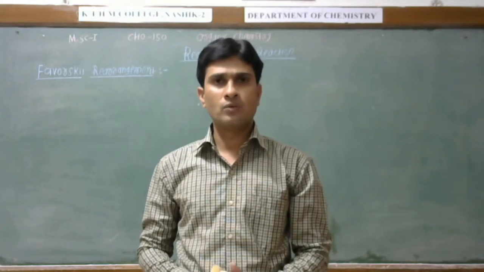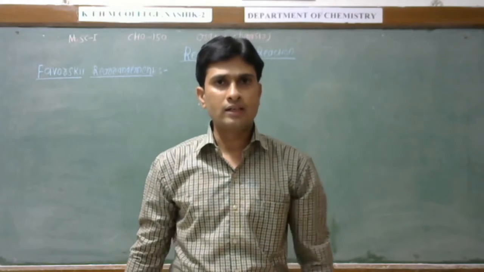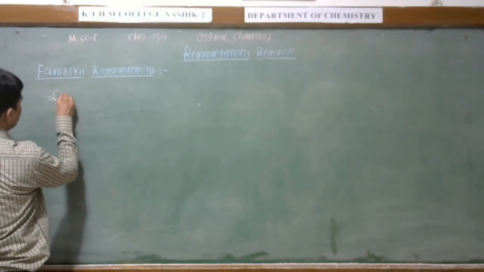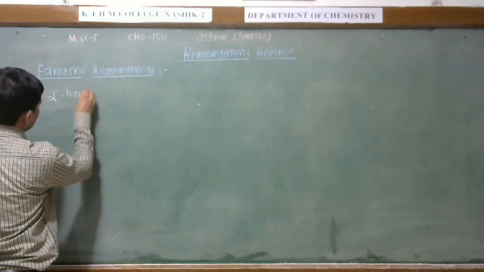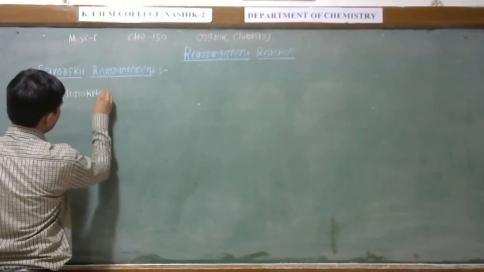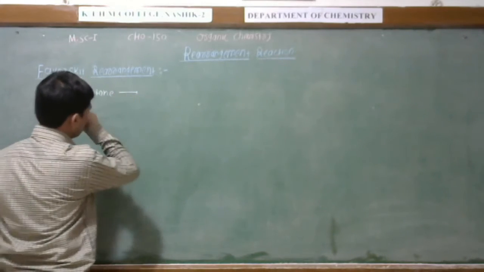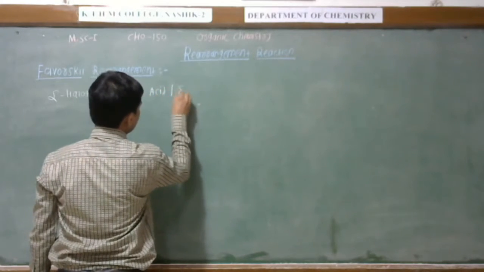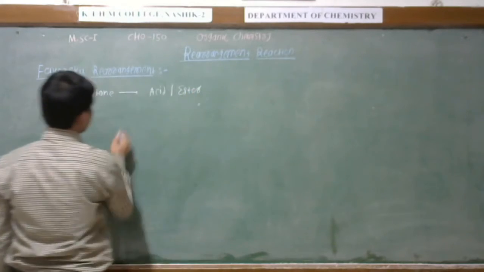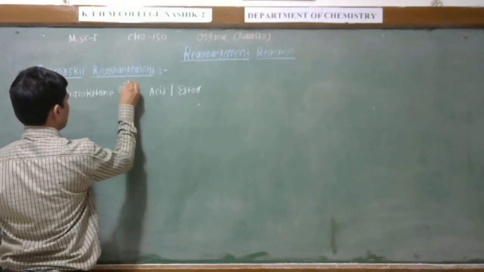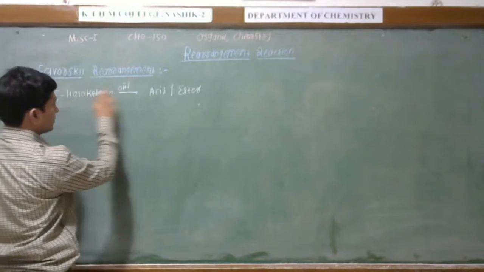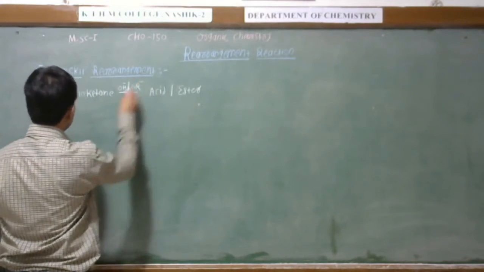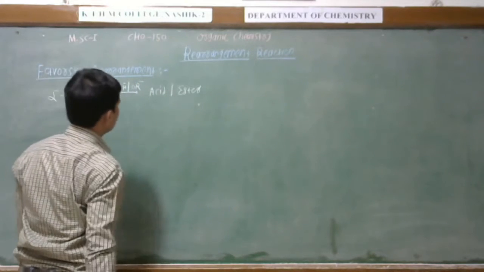See here first, what is the conversion in Favorsky rearrangement reaction. So here is the alpha haloketone. Alpha haloketone is converted into the acid or ester. When we use here the hydroxide ion as a base, then alpha haloketone is converted into the acid, and when we use here the alkoxide ion, then alpha haloketone is converted into the ester.